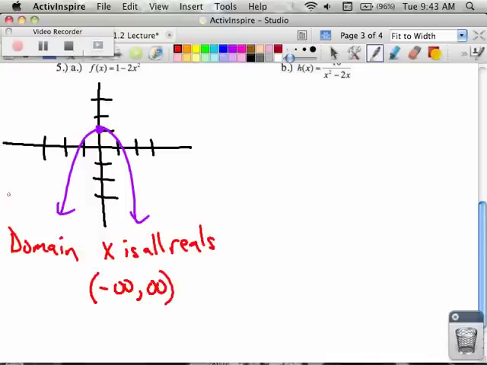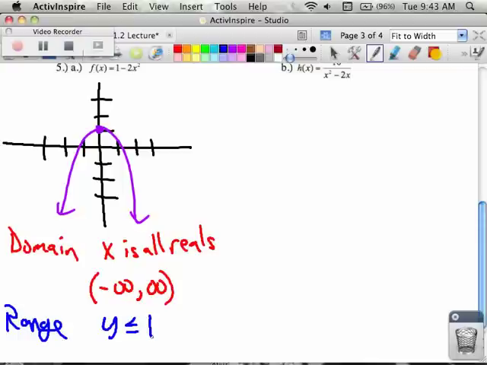Range means the output or the y values. Look at the picture. Are there any y values that are not present, Joe? Anything above 1. Excellent. Nothing above 1. The picture will never produce any y values up here. It never goes above 1. So we're going to say that our range is when y is less than or equal to 1. It's the highest point on the graph.